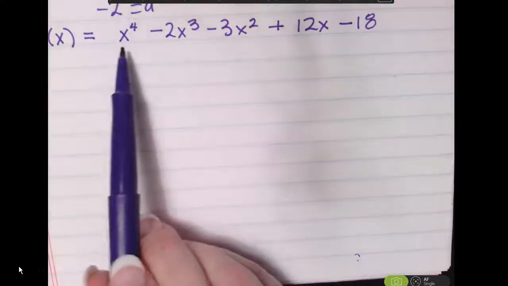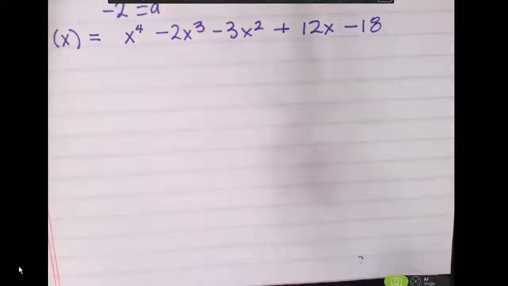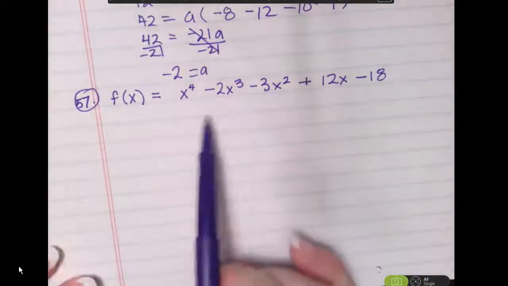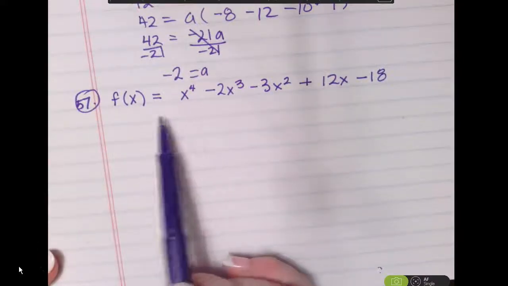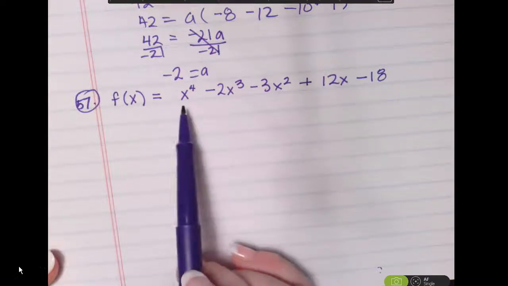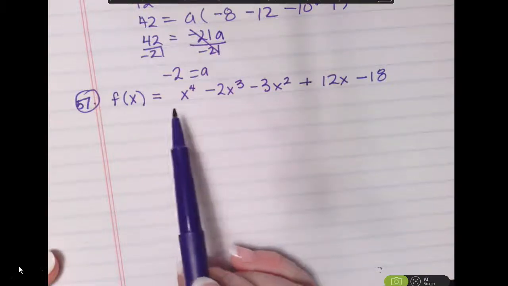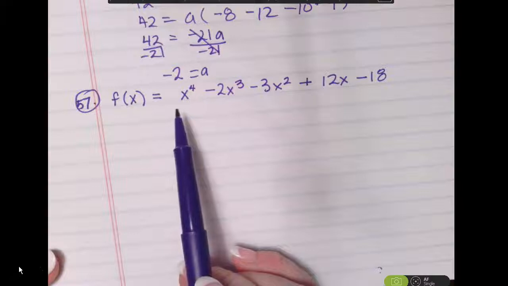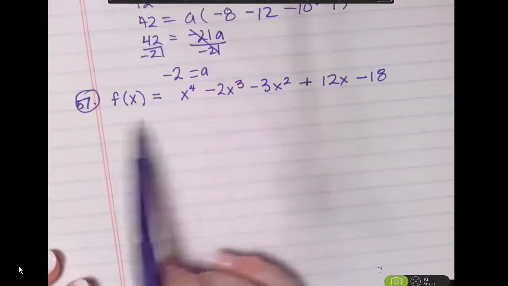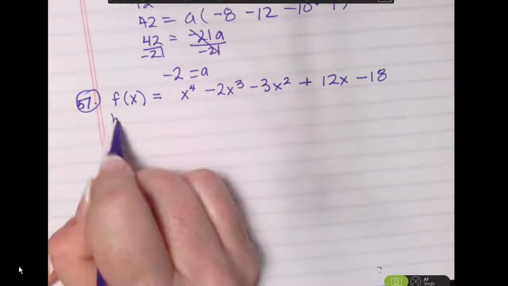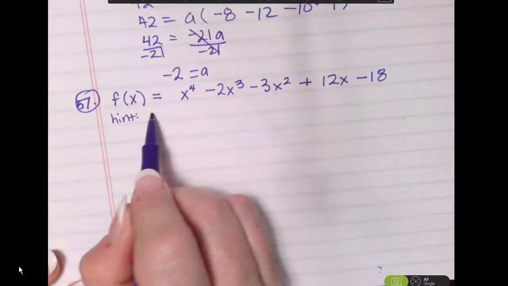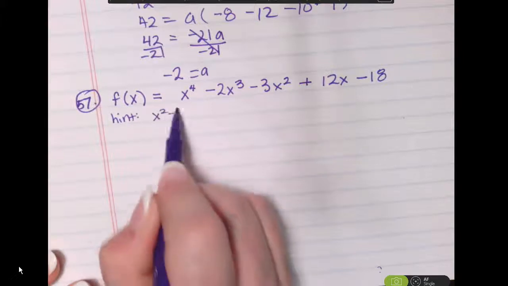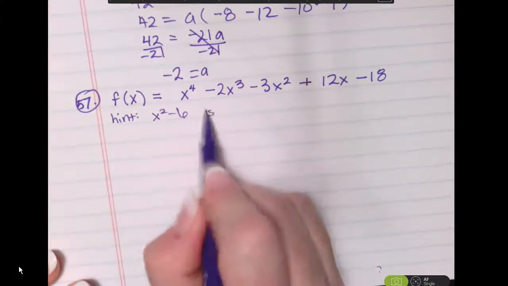Okay, so this is where me not having taught the course before, when you guys ask, like, why can't we just always use synthetic? I didn't really have a good answer for you, other than if you ever need to divide something that's an x with a power higher than 1, then you can't use synthetic. So here we are. The hint is that one factor is x squared minus 6.